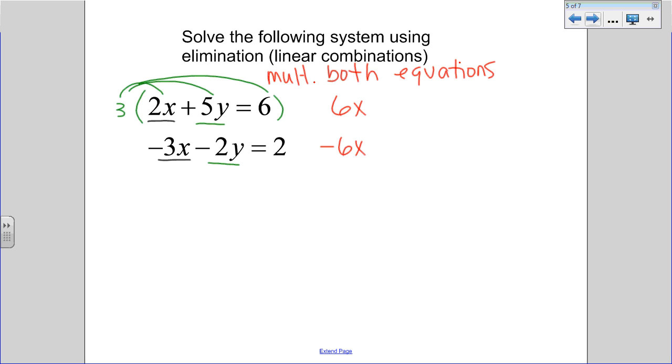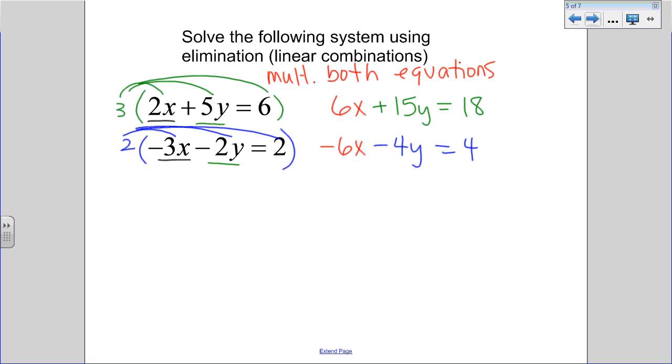There's the 6x I wanted. 3 times 5y is 15y. And then 3 times 6 is 18. For my second equation, I'd have to multiply negative 3 by 2 to get negative 6. And so I distribute it all the way through. So 2 times negative 3x is negative 6x. 2 times negative 2y is negative 4y. And 2 times 2 is 4. Now I have the opposites that I want.